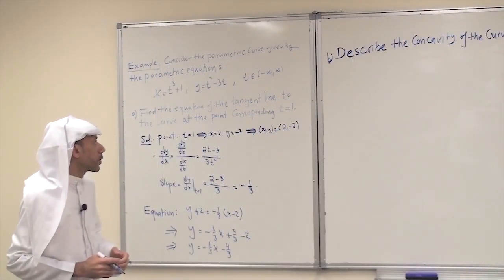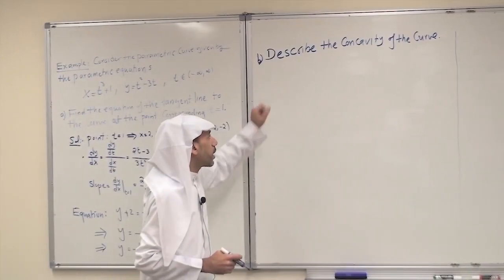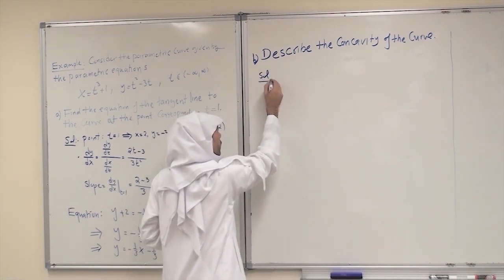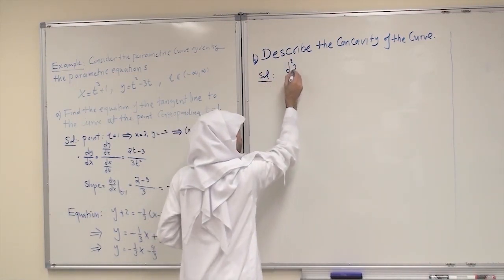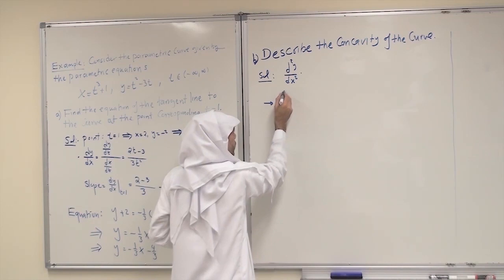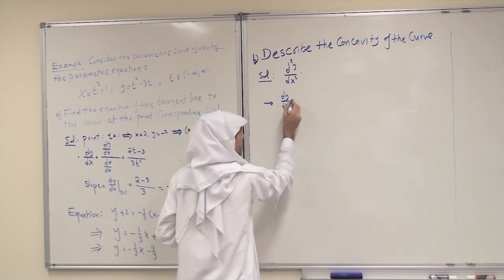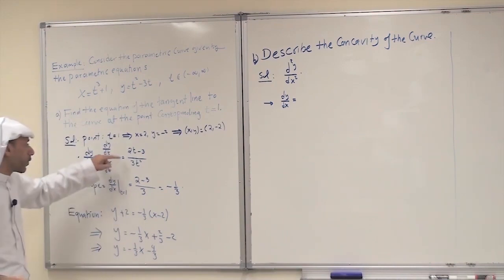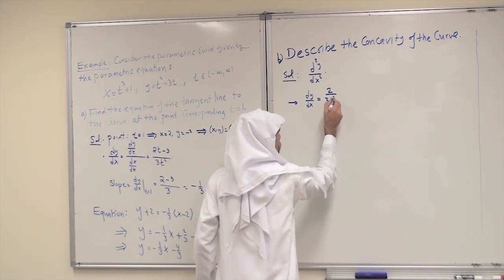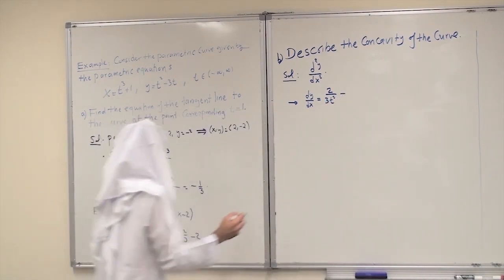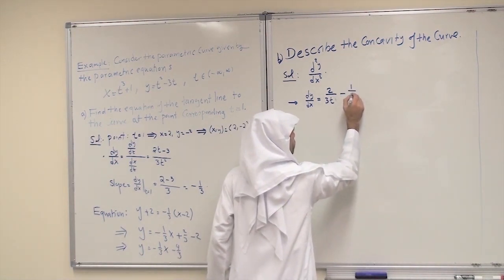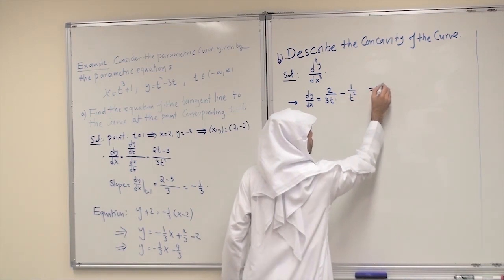The second part of the question is the following. Describe the concavity of the curve. So here we need to first compute the second derivative. From part A, we have the first derivative, dy/dx. If you simplify it, this will be 2/(3t squared) minus 1/(t squared)... so this is y prime.